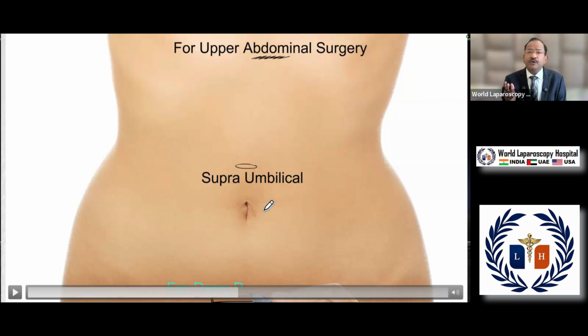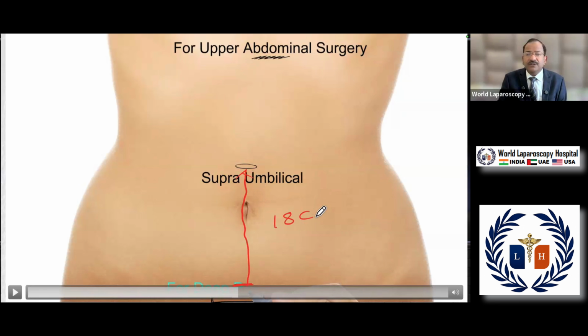Now the question is, where supraumbilical? In general surgery, we have discussed that we will go from the xiphisternum 18 centimeter below. But in gynae, where supraumbilical? The answer is it should be 18 centimeter above the upper border of the pubic symphysis.